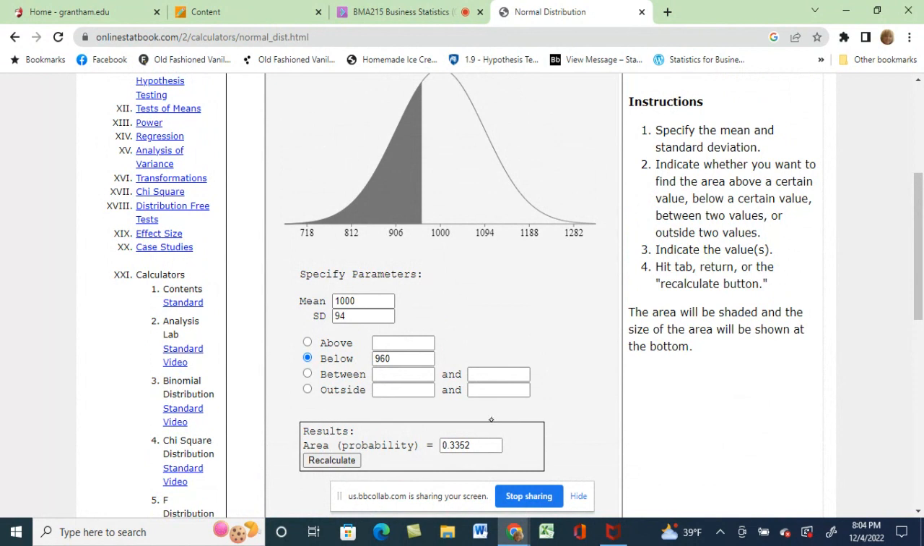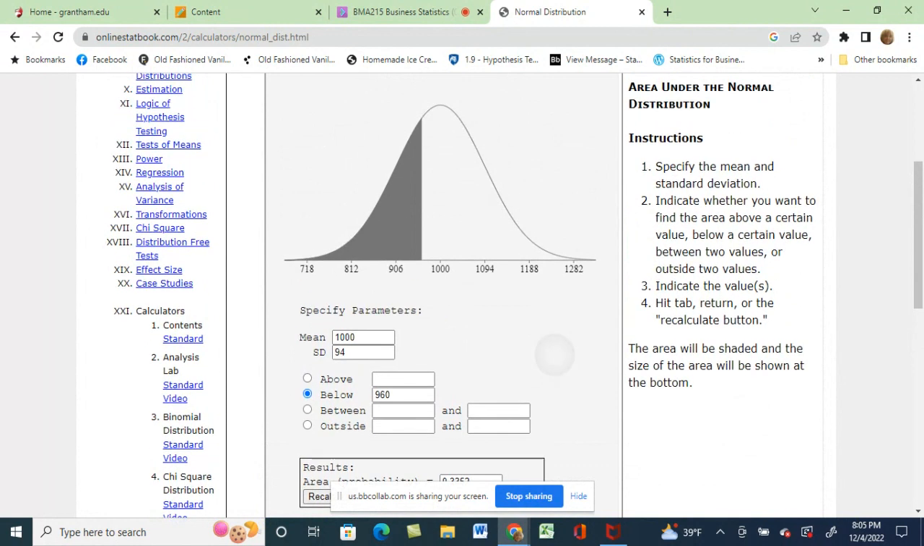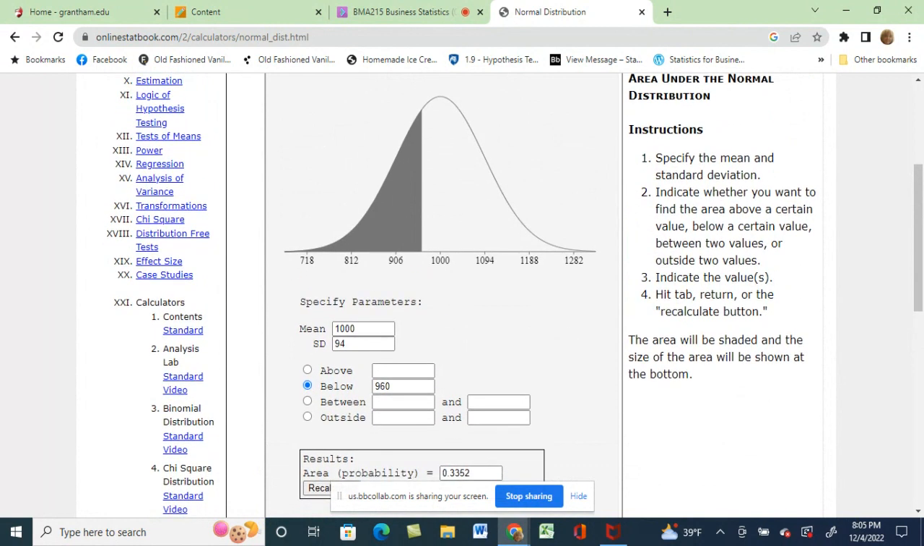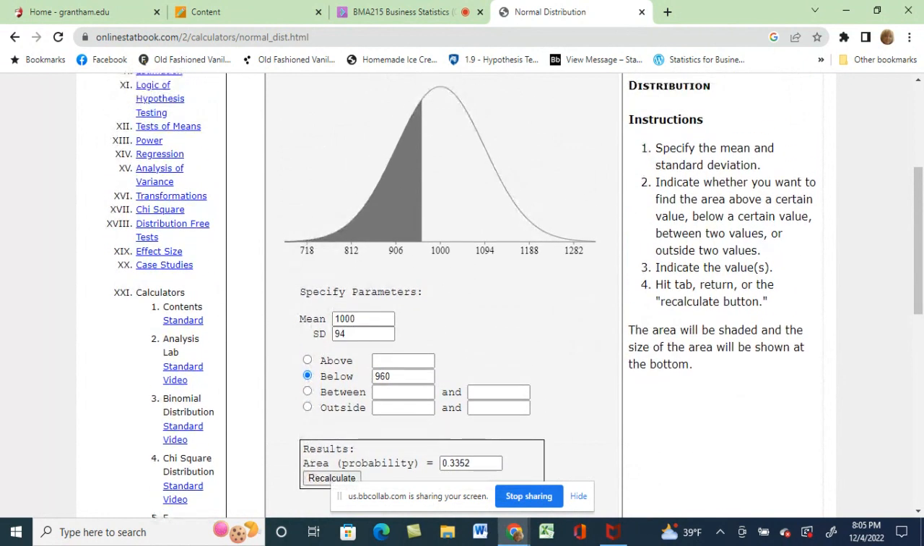So this area is 0.3362. The whole area under a curve is 1, so all your answers have to be less than 1. Remember, it's probability. All the answers are less than 1. So it's 100% under the whole curve. This is 33.5%, or 0.335 probability that the boxes are going to have less than 960. And the picture shows that. So that area is the probability, which is 0.3352 or 33.5%.